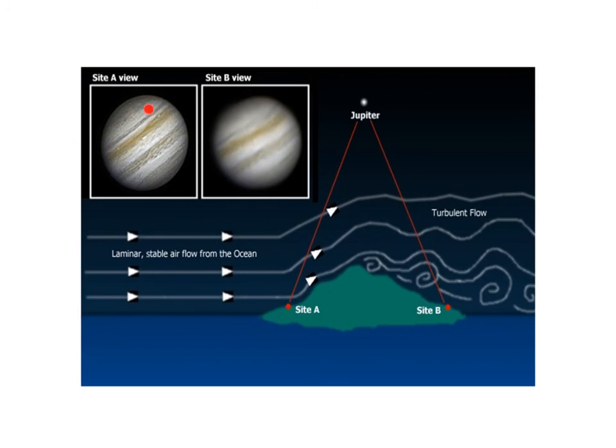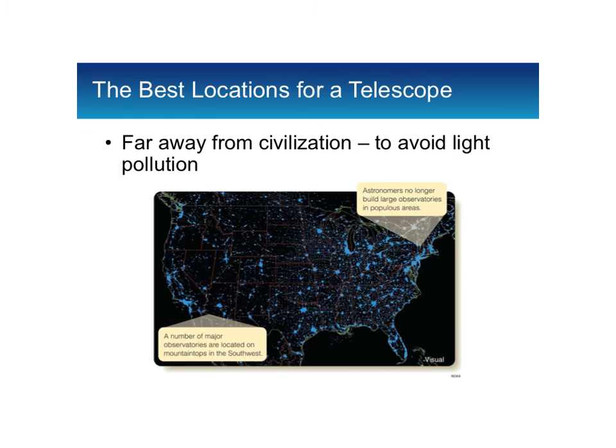So from site A, just looking at Jupiter, we can see a really clear view. We can see all of the different banding, the atmospheric banding, which all correspond to different pressure zones, and then we see them as different colors. And at site B, you really can't see the flow of gases that you can see clearly in site A. So some of the best locations for a telescope are far away from civilization.